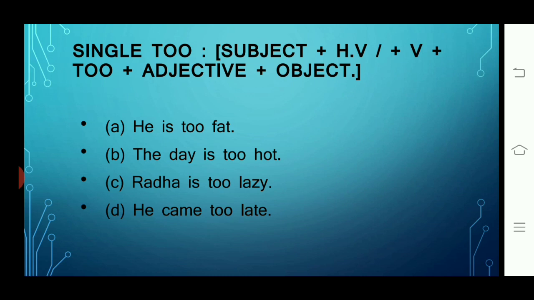Next example we can take here: the day is too hot. The day is hotter than it is proper, or else the day is hotter than proper. So whenever there is a single 'too' with an adjective given, you have to use this 'proper' or else 'it is proper', using the comparative form of the adjective.